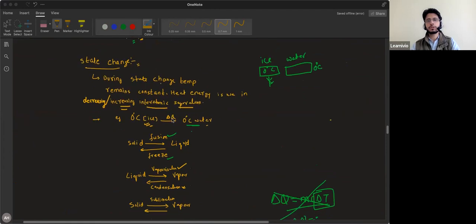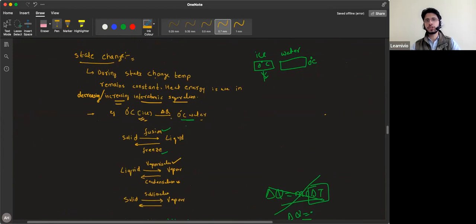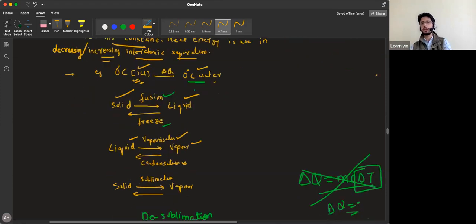So we use latent heat during state change. During state change, there is no change in temperature. Temperature remains constant. So the energy that you're providing during state change gets used in increasing the interatomic separation. There are a few examples of state change, like 0 degrees Celsius ice getting converted into 0 degrees Celsius water. Solid converted into liquid, liquid converted into vapor, or solid converted into vapor. So fusion, vaporization, sublimation, and desublimation, all these are examples of state change.